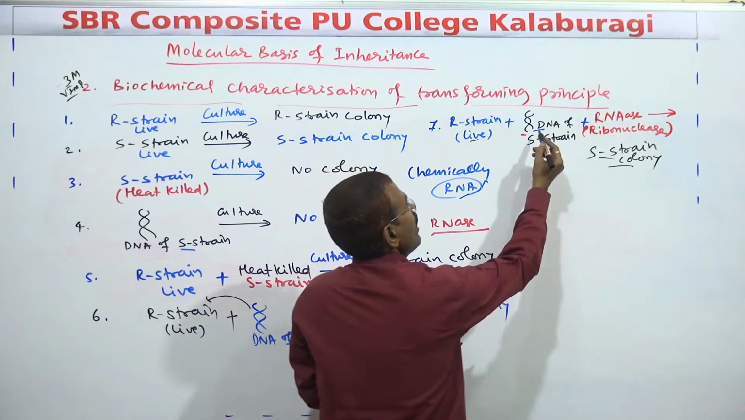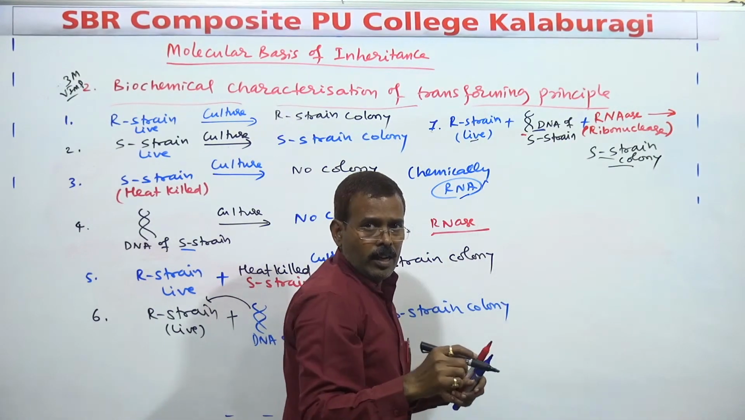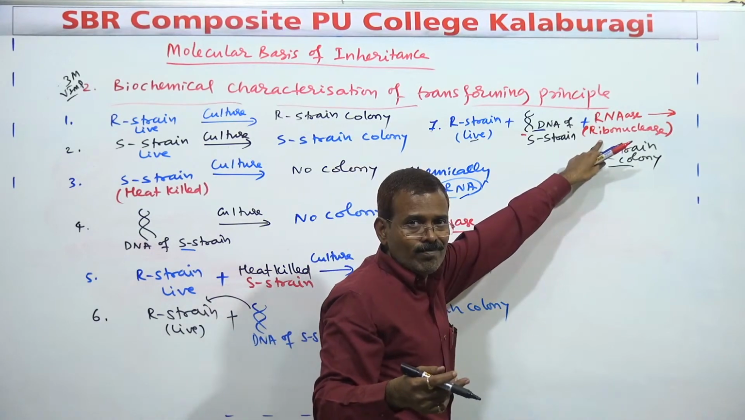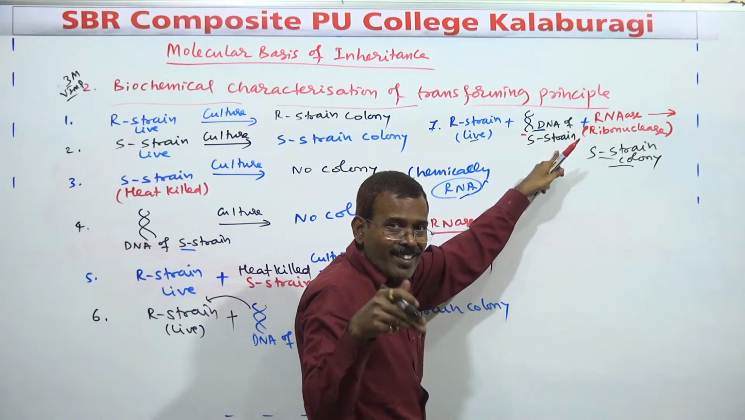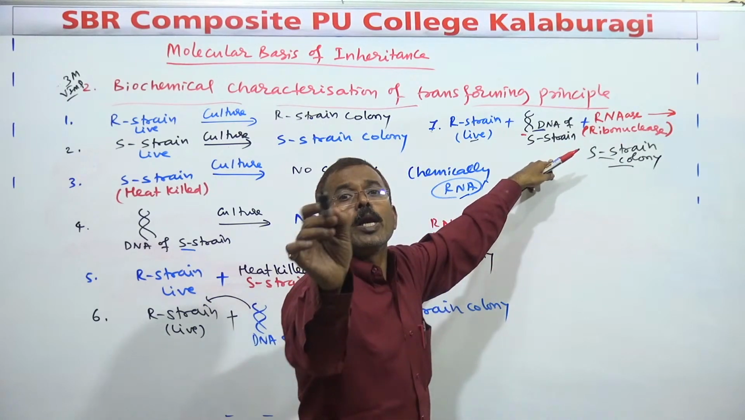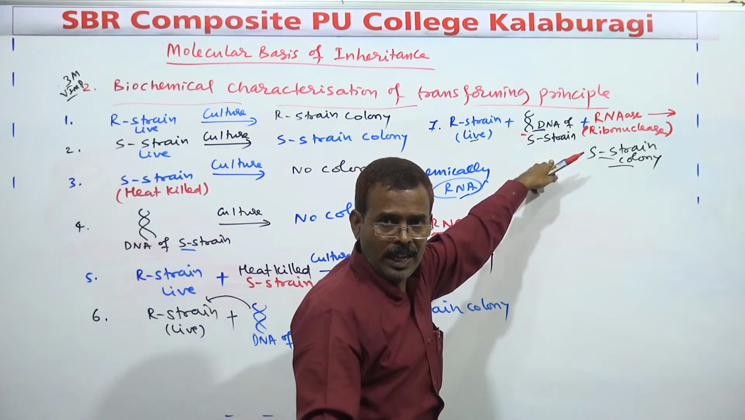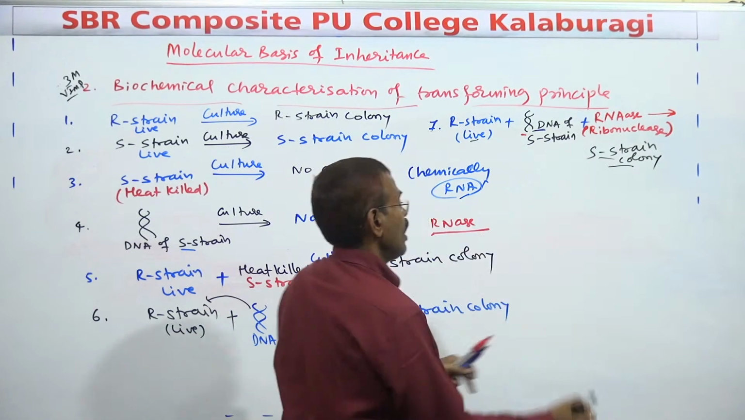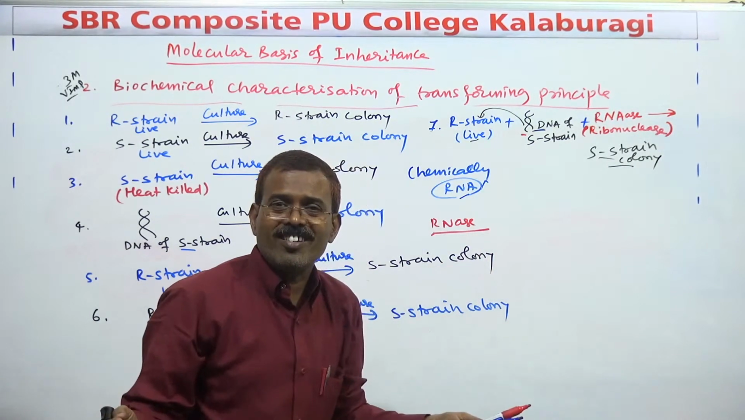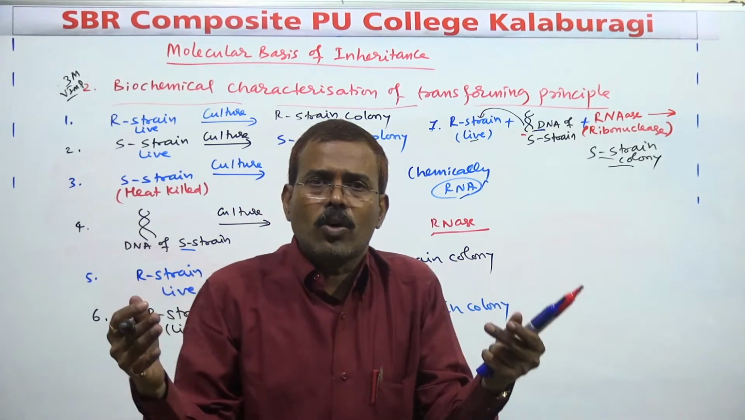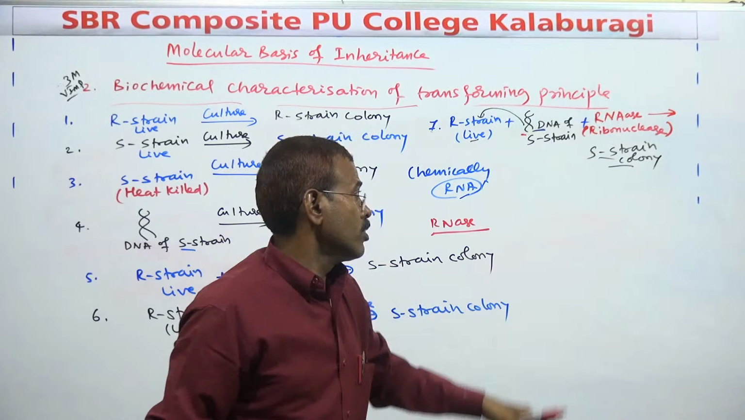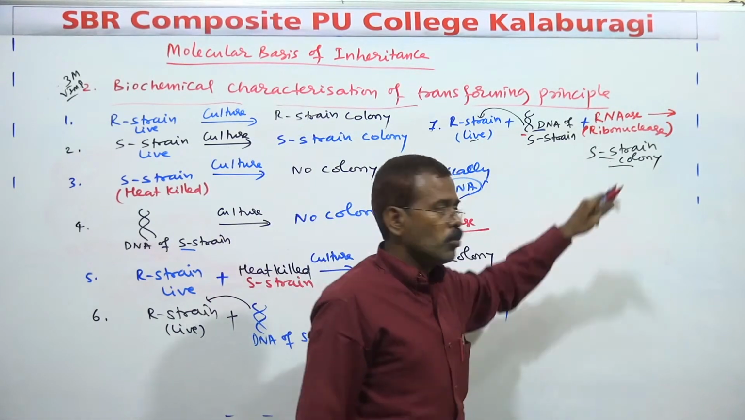So this genetic material was not digested by this enzyme. This genetic material remained intact. As a result, what happened? This genetic material could enter the rough strain and it brought transformation, that is, rough strain into smooth strain.